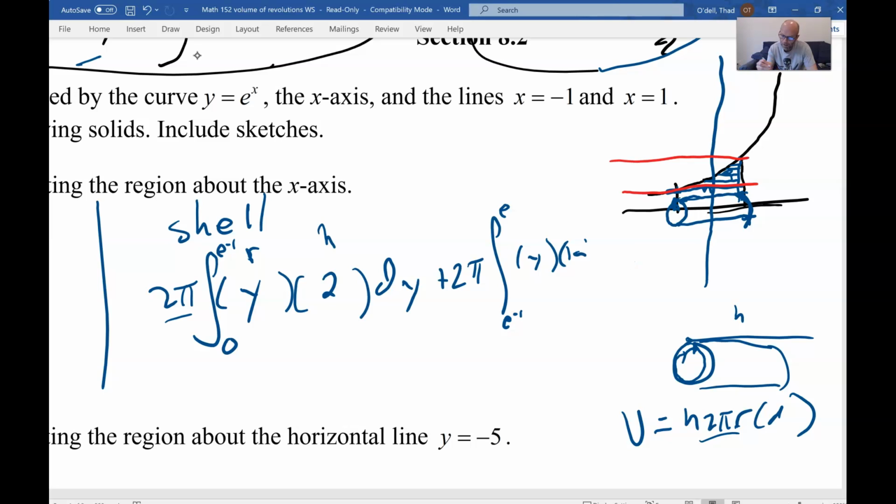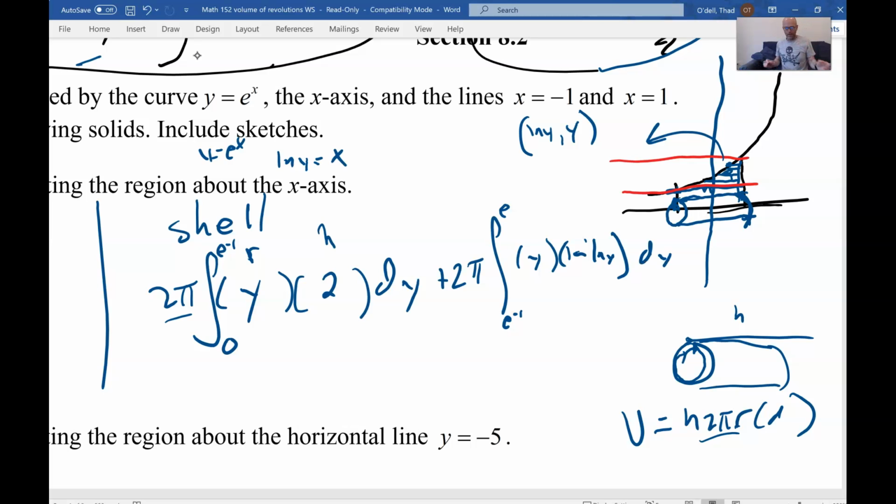It's going to be 1 minus the x coordinate of that. So now, again, this is showing you why we do not want to use the shell method in this one. The x coordinate of that guy, remember, in terms of y, is going to be natural log of y comma y, right? Because if y equals e to the x, that means natural log of y is equal to x, because the natural log undoes e to that. So that means this is going to be 1 minus natural log of y dy.